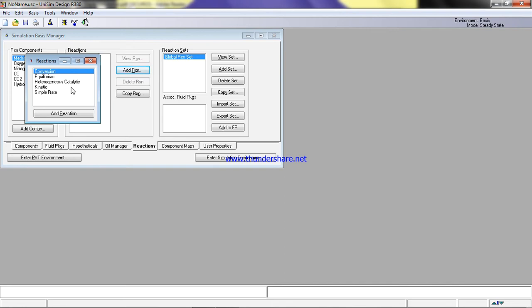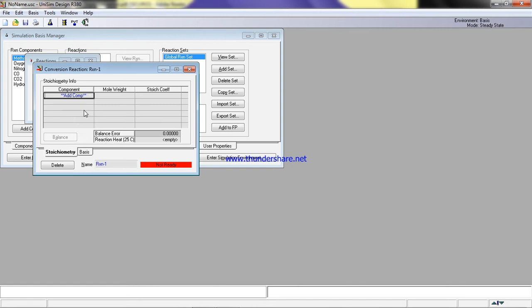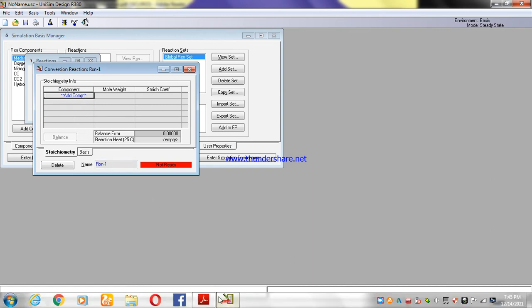But if you have already gotten the conversion, and then we want to do a kind of material balance, that's when you use the conversion reaction. So we just use conversion reaction. You come to add, then you go back to the equations.